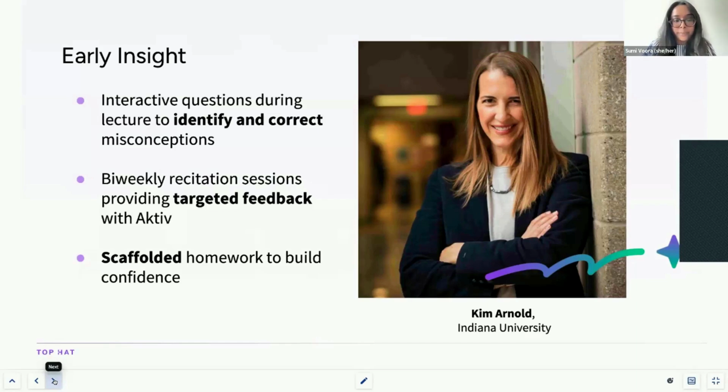By intentionally incorporating Top Hat and ACE, Kim helped her students prepare for exams by clarifying those misconceptions in class and allowing students to build up their confidence outside of class with scaffolded assessment and immediate feedback. Most notably, Kim made the decision to move up one of the course's major assessments prior to the withdrawal date. So this gave students better insight into their performance overall and helped them make informed decisions about their ability to succeed in the course, but also in the core curriculum and program.